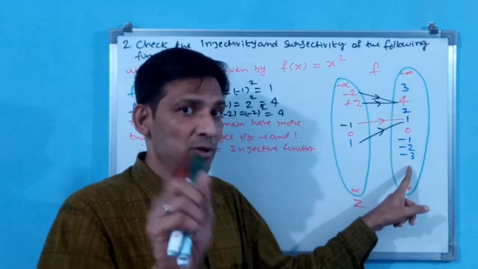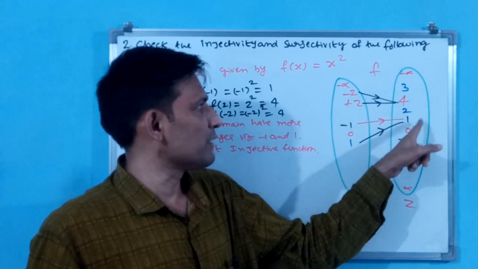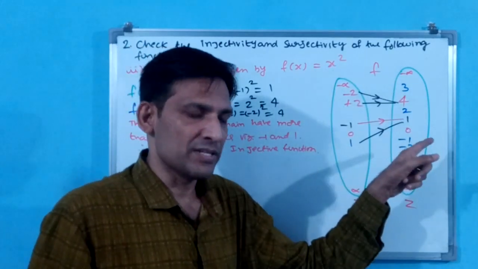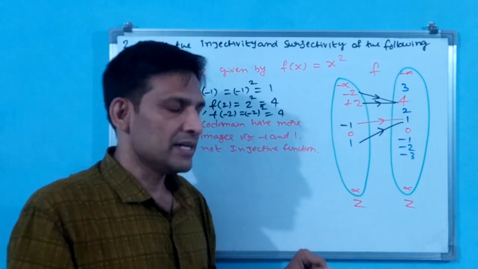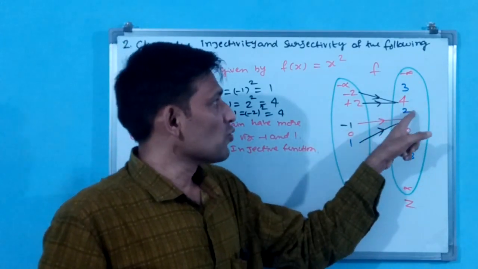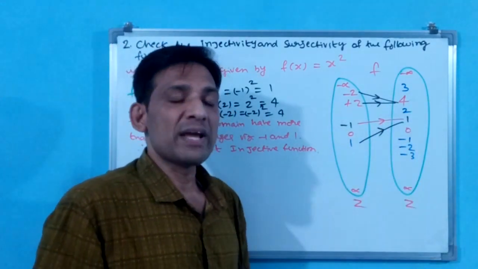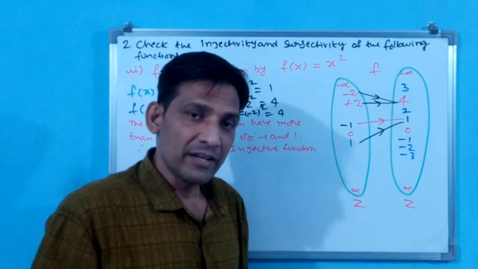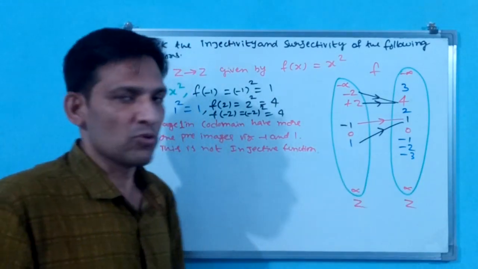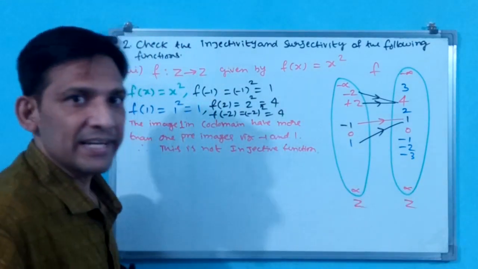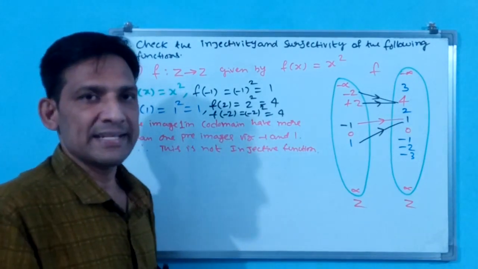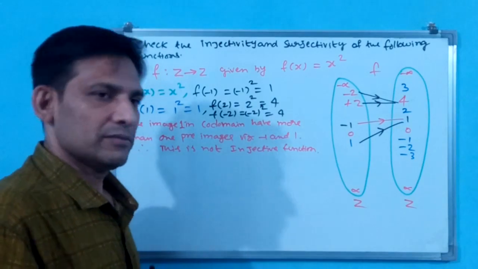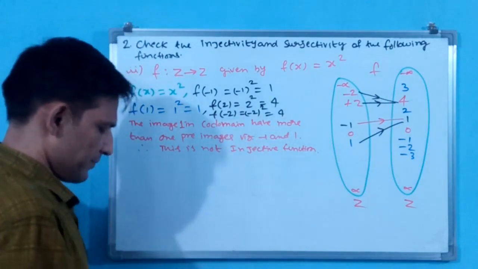These elements, these are not images. Here 1 is an image, 4 is an image, 9 may be an image. Why? Because 3 to 9 we have not yet made a relation. Okay. But 2, 3, minus 1, minus 2, minus 3 are only elements. Elements in codomain, those are not images. Why? Because they don't have any relation. If they don't have a relation, we should not call them images. Okay. Now we write that one same.